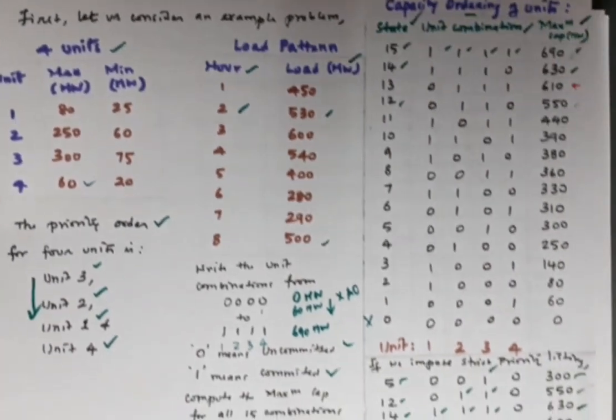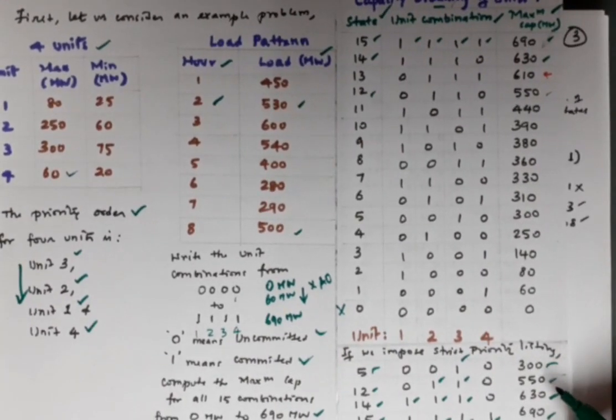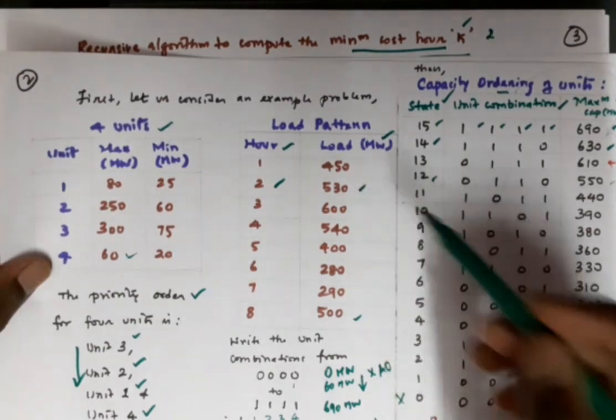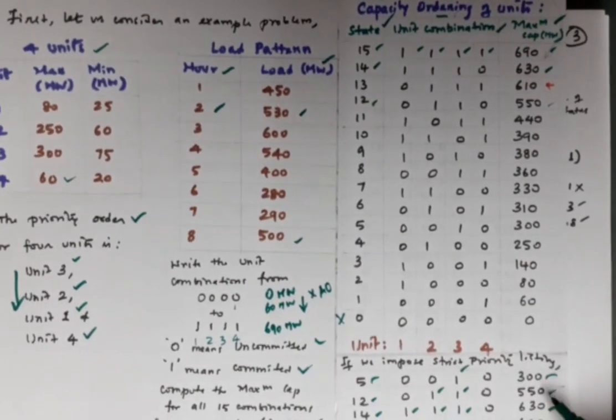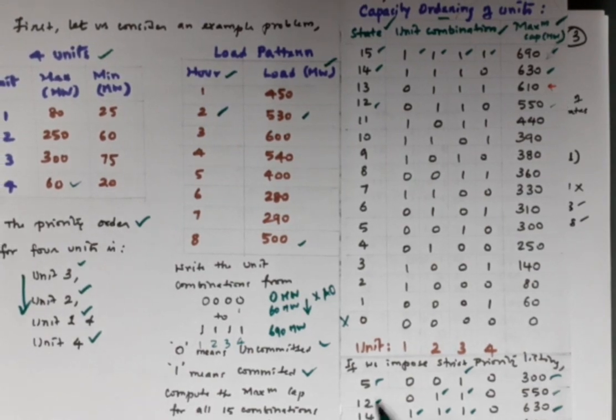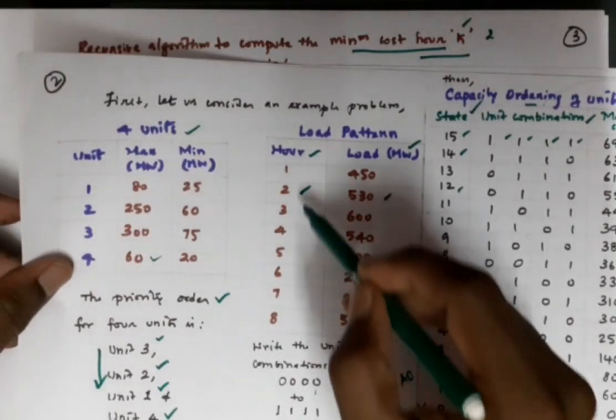For this 530 megawatts, what are all the feasible combinations that are possible? States 12, 14 and 15 are feasible because they have 550, 630 and 690. This one is not feasible because it is 300, but the demand required for the second R is 530. So the feasible states are 550, 630 and 690. You should understand what the states are and what the Rs are.